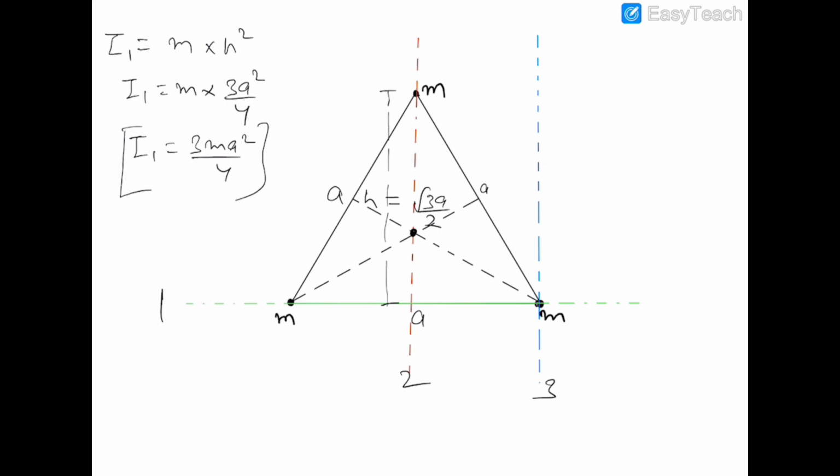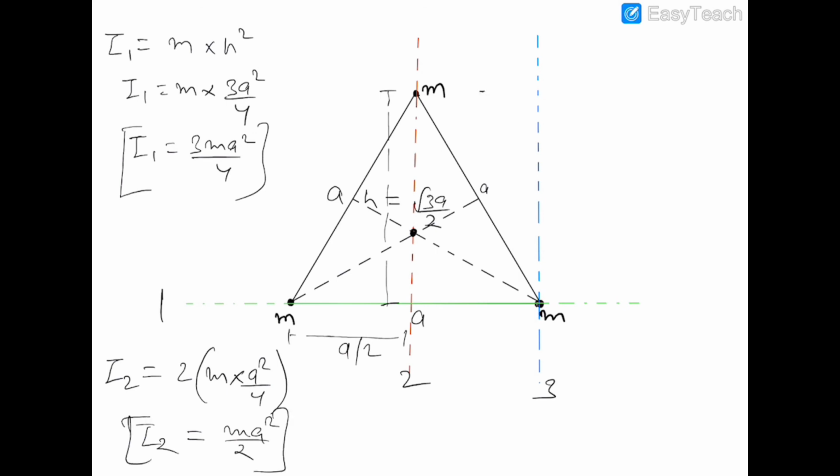Now about axis 2. This axis 2 is passing through this mass, and therefore the moment of inertia of this mass about this axis is 0, and the moment of inertia of these 2 masses is the same about this axis, and the distance of each one of them from this axis is a by 2. So this is twice of m into a square by 4. So I2 will be equal to ma square by 2.